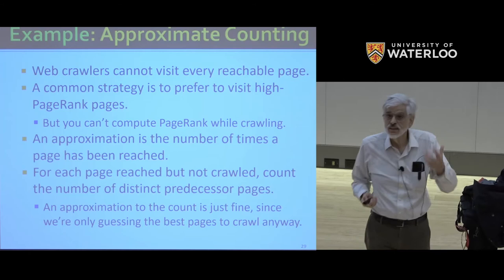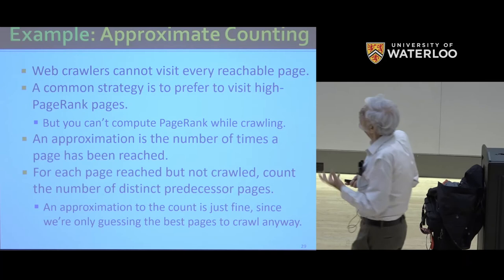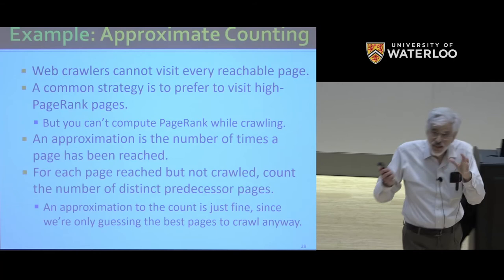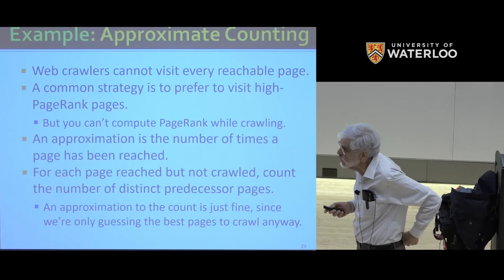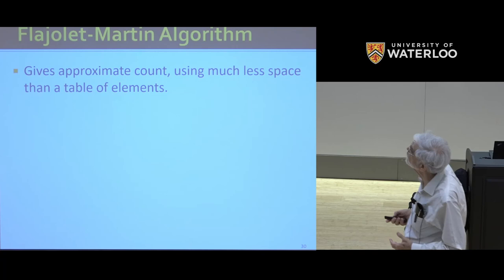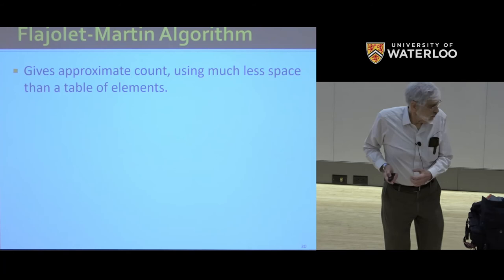Now, the technique I want to talk about is called approximate counting. It doesn't give you the exact count, but the more work you do, the closer the count is likely to be. And since this is all just an approximation anyway, an approximate count is probably fine. So there's an algorithm called Flajolet-Martin. Let me see. This is a little tricky.